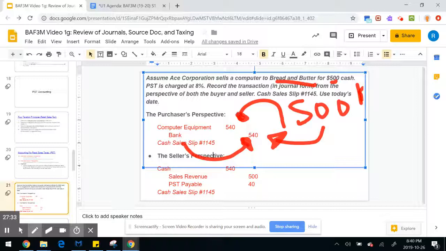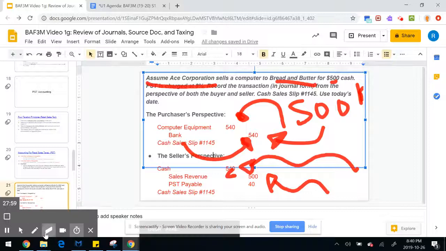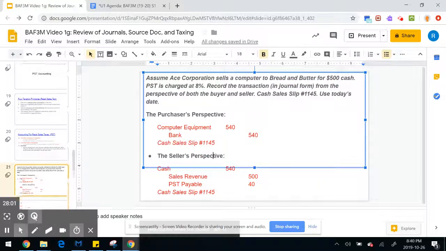But when we sell something with PST, just like with HST, if we're the seller, so Ace Corporation, obviously, if Bread and Butter gave us not 500 cash, but 540 cash, well, since we collected cash of 540 from the customer, obviously we still debit cash for 540 because we just added 540 to our bank account. But we can't just say sales revenue of 540 because only $500 of this 540 we collected is ours. The other 40 is PST payable. All right, so I hope that makes sense.